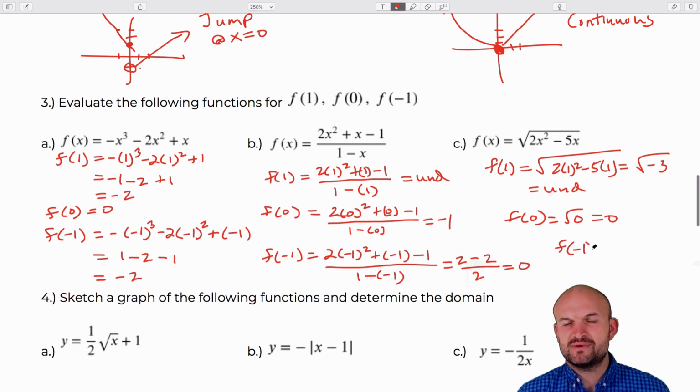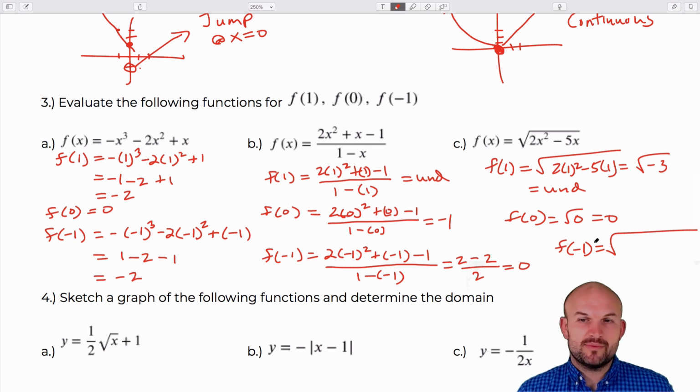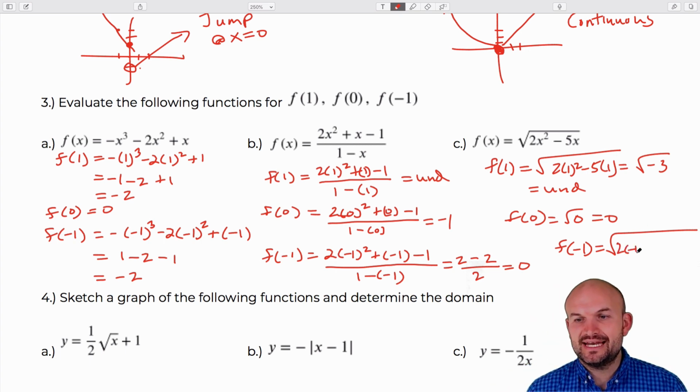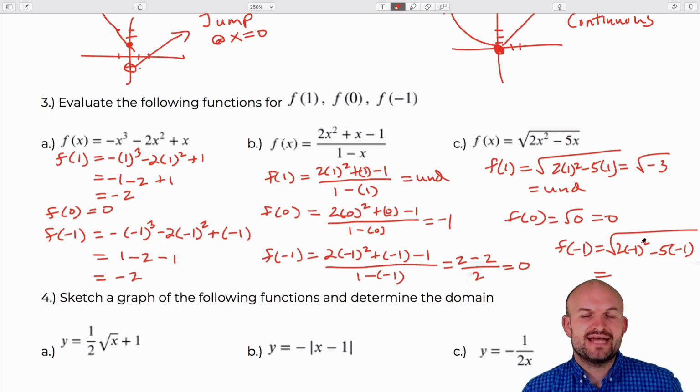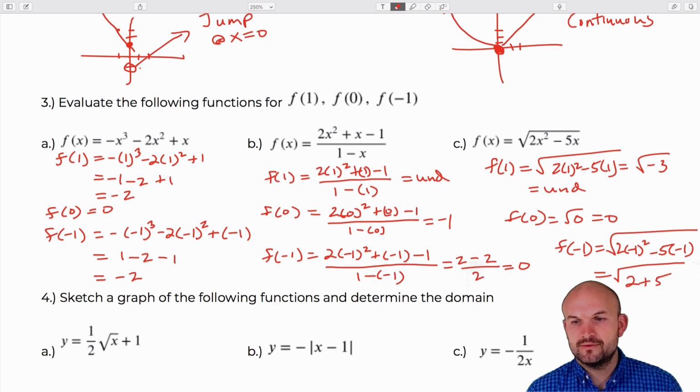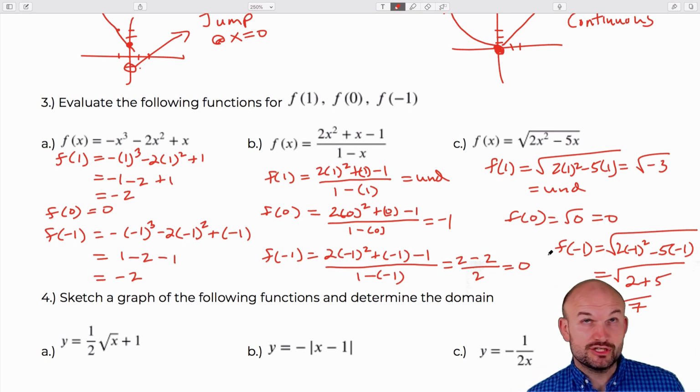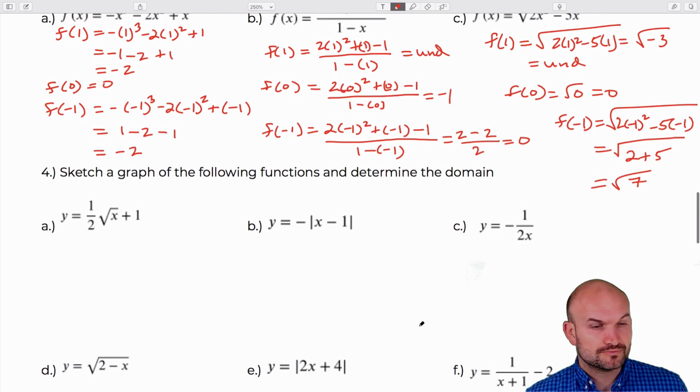And then last but not least, we have f of -1, which a lot of people are like, oh, you can't take the square root of a negative. Yeah, but when you plug in the negative, you actually don't have a negative radicand, right? So -1 squared is going to be +1 times 2, and that's plus 5, which equals the square root of 7, which you could go ahead and simplify to 2.64575513. But we'll just keep it as the square root of 7.